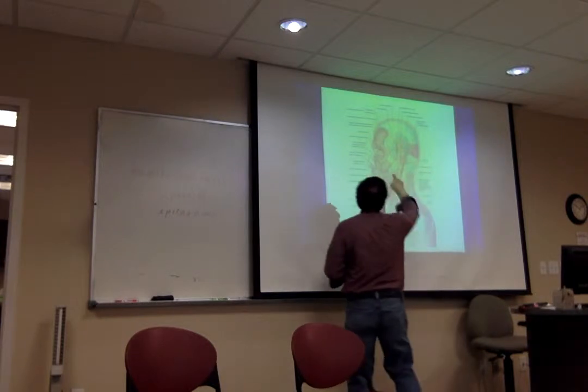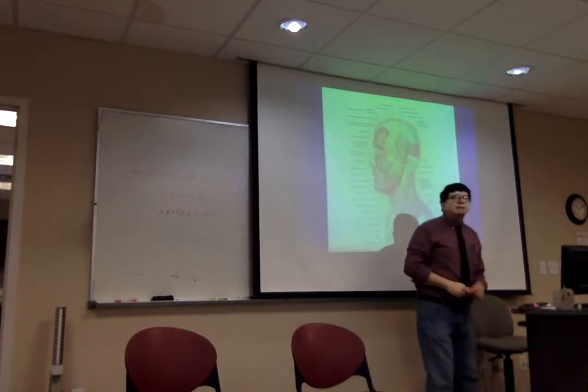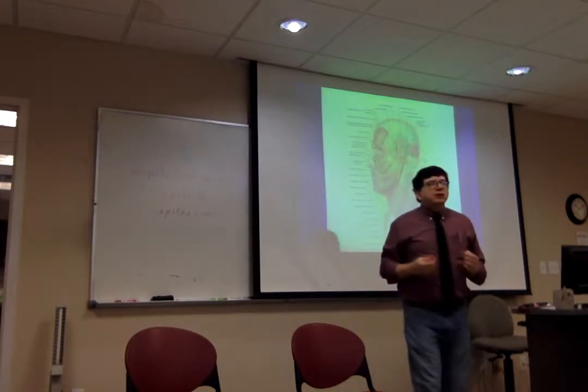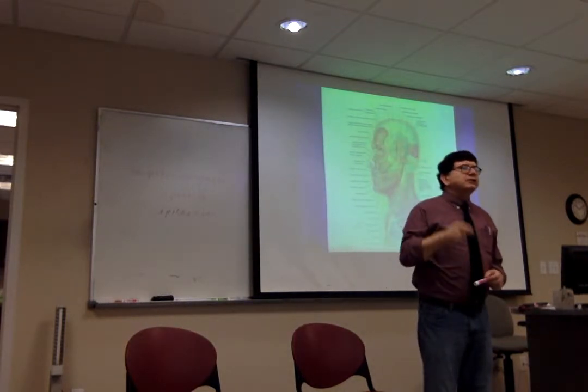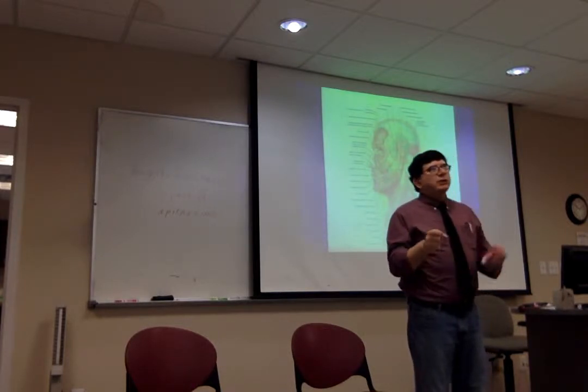Now, let's look at this one here. What is this one called? Orbicularis oculi. It's a sphincter muscle. By definition, a sphincter muscle is a muscle that surrounds an opening. And when it contracts, it closes that opening.